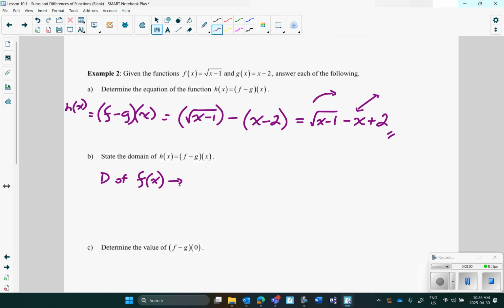What's the domain of f of x? What's the domain of just this one? Not starting at 0 because it moves 1 to the right. So it's 1 to positive infinity, right? Because remember, it's the half curve, but this tells us it shifts 1 to the right, so it's going to look like that. So it's going to be from 1 to infinity.